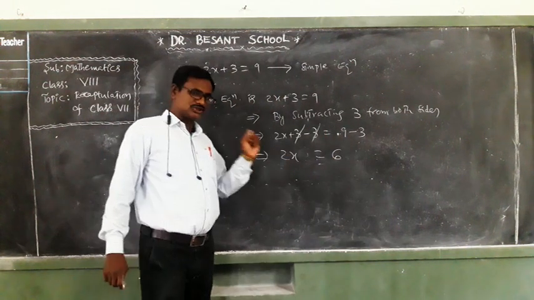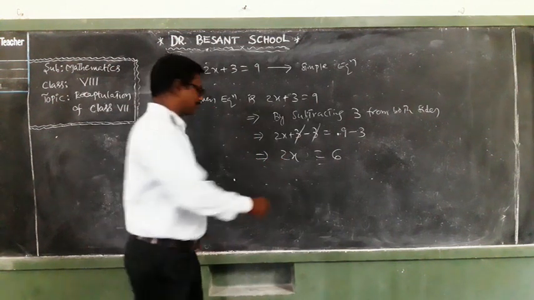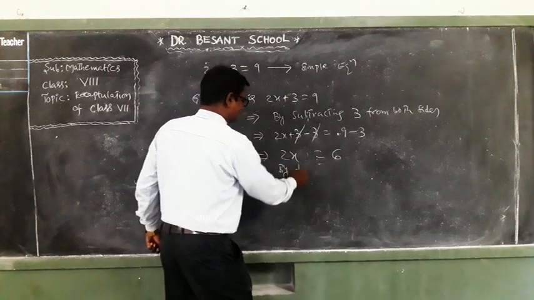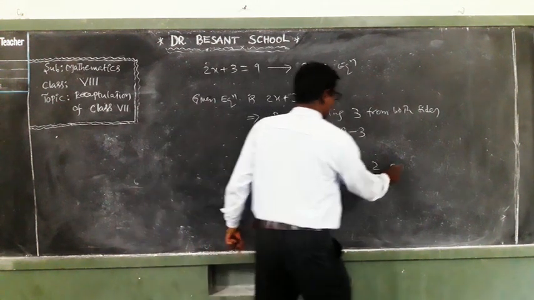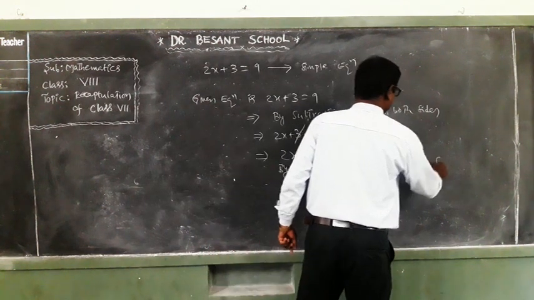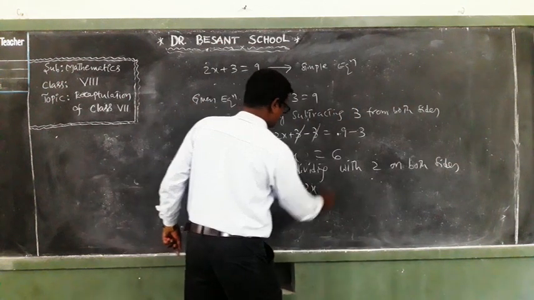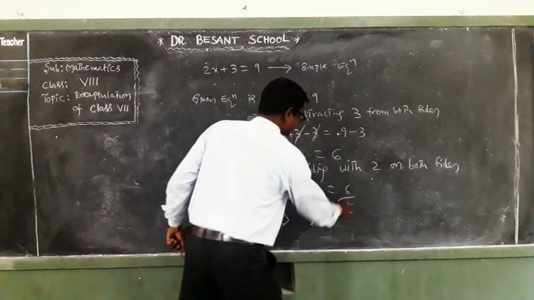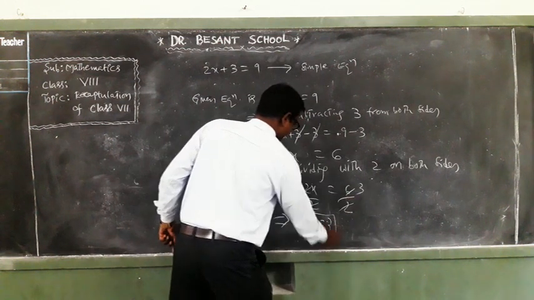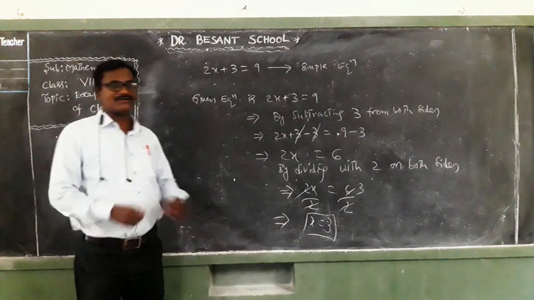So 2x means 2 into x. To eliminate this into 2, we need to divide by 2 on both sides. That means 2x by 2 is equal to 6 by 2. This 2 cancels, and x is equal to 3, since 2 threes are 6. Therefore, x equal to 3 is the solution for this equation. This is called the method of balancing.